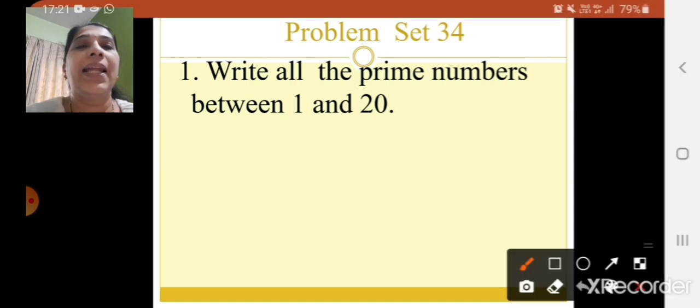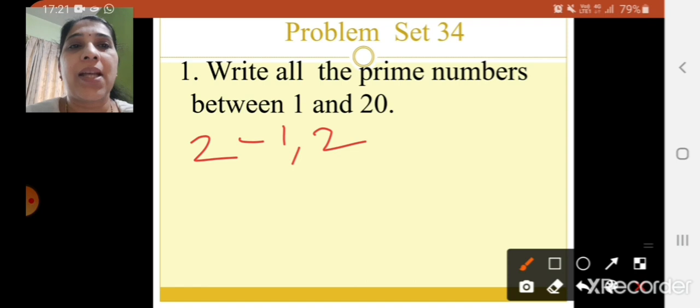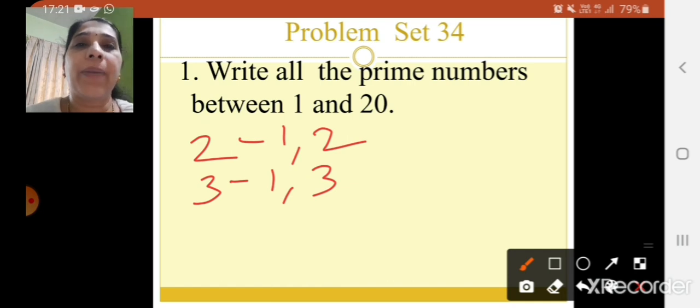So now let's start with the number 2. Now when you take the number 2, what are the factors? 1 and 2. So there are only 2 factors. So 2 is a prime number. Now take the number 3. 1, 3. So 3 is also a prime number because there are only 2 factors. Now if you take the number 4, there will be how many factors? 1, 2 and 4. Right? So there are 3 factors, 1, 2 and 4. So 4 is not a prime number.